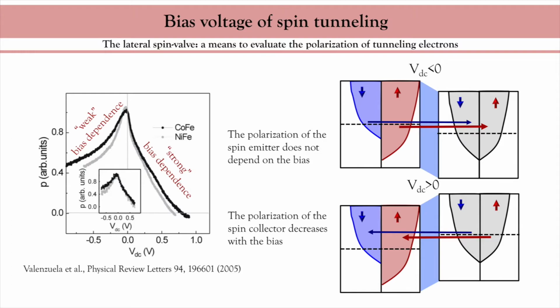This experiment explains why the TMR decreases with increasing bias voltage across the magnetic tunnel junction. It's because the polarization of the density of states decreases when the energy of the incoming electron increases above the Fermi level.